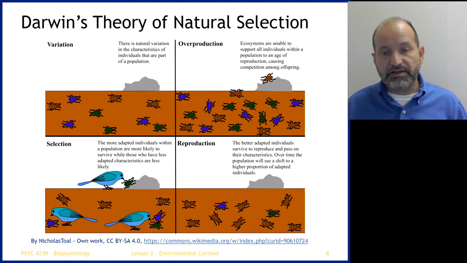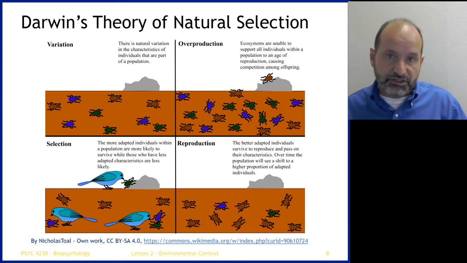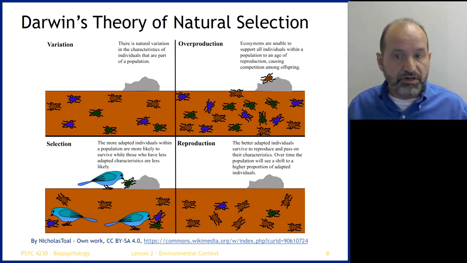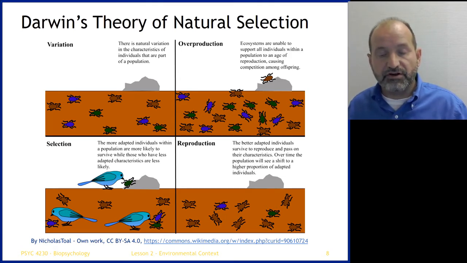And then finally, what allows this to change behavior over time is the idea of reproduction. That is, the individuals who have a trait that is more suited to the environment, more adapted, are going to reproduce at higher rates than the individuals who aren't. They're going to be more likely to survive. They're going to be more likely to reproduce. That trait then gets passed on to their offspring.